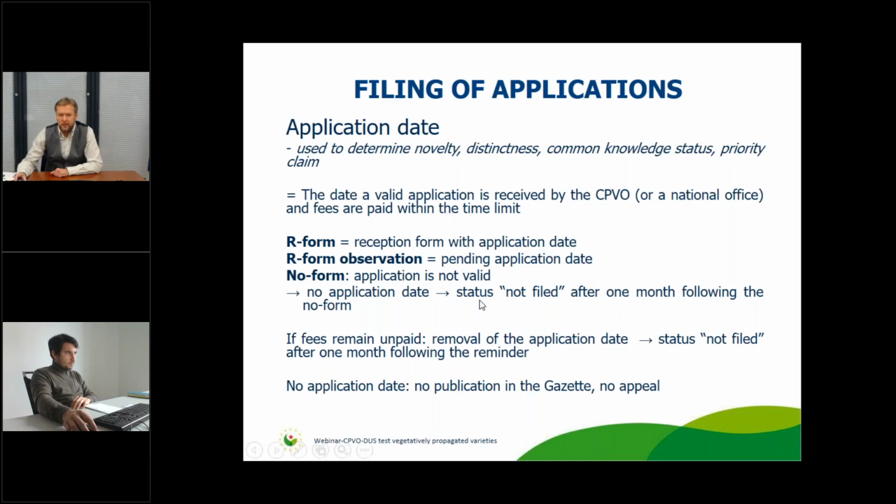If you get a no form, it means the application is not valid. Some important elements are missing. If you don't remedy in time, then after a month, it will be considered not filed. If fees remain unpaid, the initially attributed application date will be removed. If it continues to be not paid, in the end, this application also gets the status not filed. If you don't have an application, the application is not published, and you have no possibility to challenge the decision taken by the office, meaning you cannot appeal that.